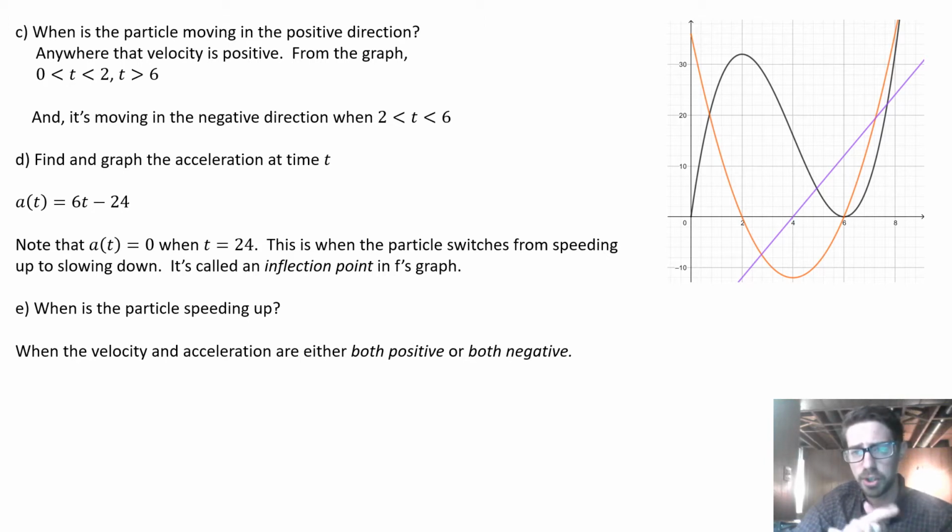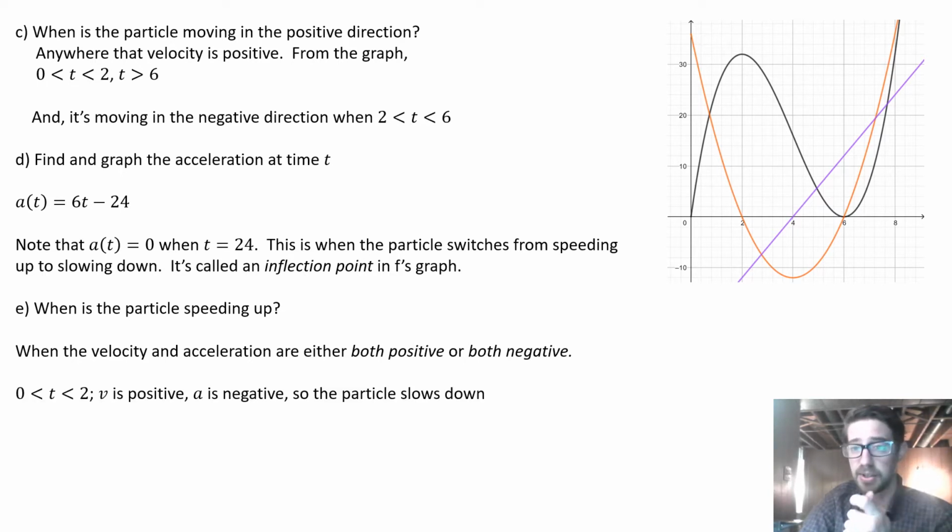So if you just look at the red graph and the purple graph, from time 2 to time 4, they're both negative. And what that means is, in terms of the particle, it stopped at time 2, and then it has to start speeding up again, right? Because it stopped. So it stopped at time 2, it speeds up again until time 4, and then that's where that inflection point happens. And then it starts slowing down again from time 4 to time 6 so that it can stop at time 6.